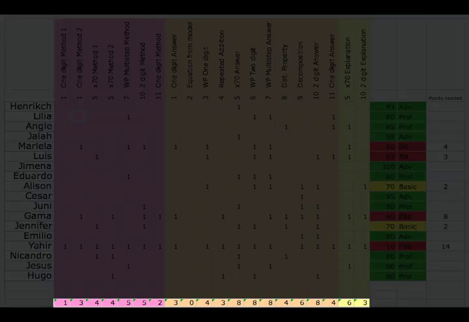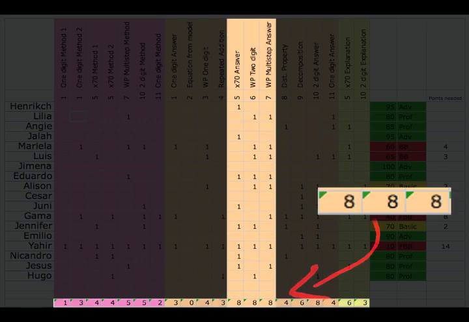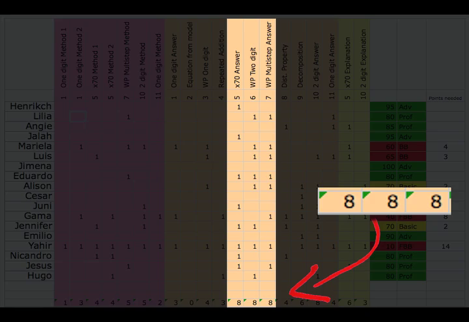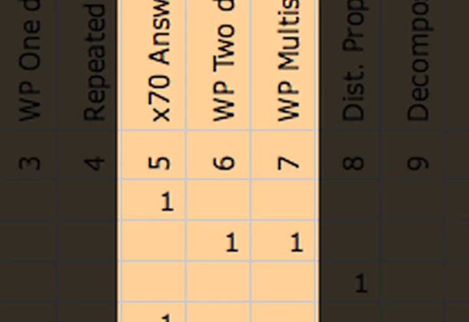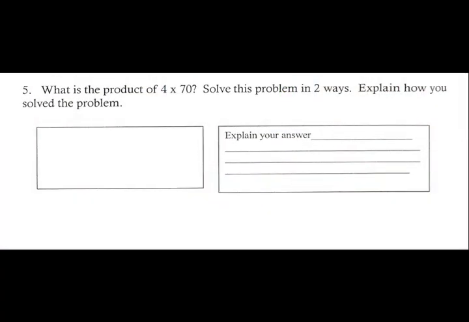This bottom row here shows how many students missed any given item. That's a very handy row to go across and see, for instance, where there's a high number like the 8s here, that questions 5, 6, 7, and 10 were the ones most frequently missed in my class. One of them is a multi-step problem, the other 2 are all 2-digit. So question 5 was this one, the product of 4 times 70.